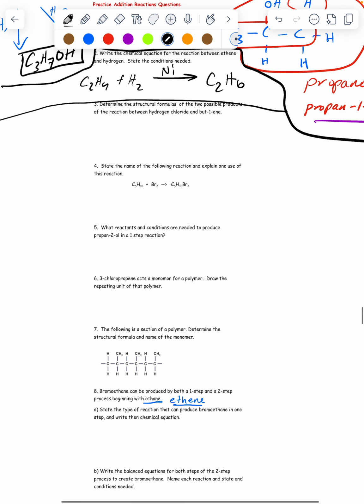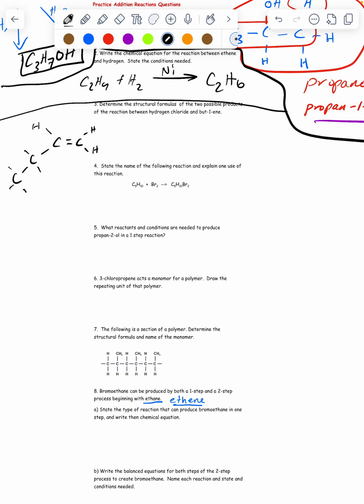Determine the structural formulas of the two possible products of the reaction between hydrogen chloride and but-1-ene. So this is the idea I talked about with the propanol at the beginning. If it's but-1-ene, then the double bond is right at the beginning, and there must be 2 more carbons coming off of here, and a hydrogen coming off of there.